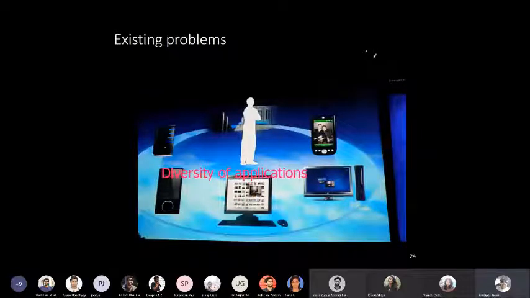Then diversity of applications. Remember that the model human processor and the GOMS model were started in the mid 80s, or maybe mid 90s, I can say. During that time, not everyone had a personal computer, but we usually had a single computing unit with us. But now all of us have multiple computing units.